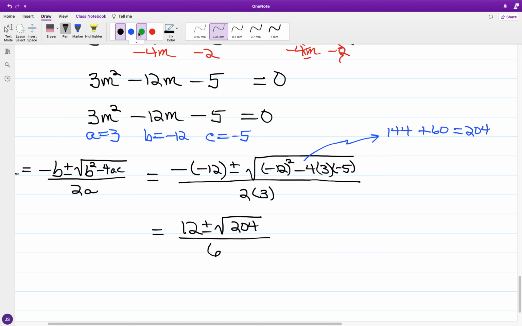Now for 204, again, it's not a perfect square number, but it is a number whose square root can be reduced. 204 is a rather large number, but the highest perfect square that will go completely into it is only going to be 4. If you notice, we have 4 times 51, and for 51, 1 is the largest perfect square that will go into this. So the square root of 204 reduces to 2 times the square root of 51.